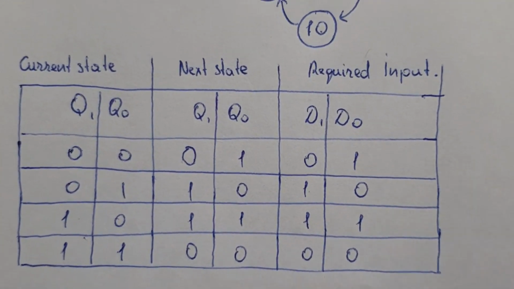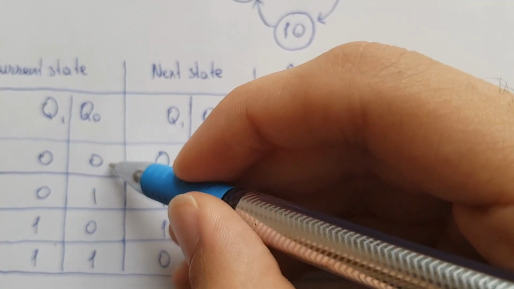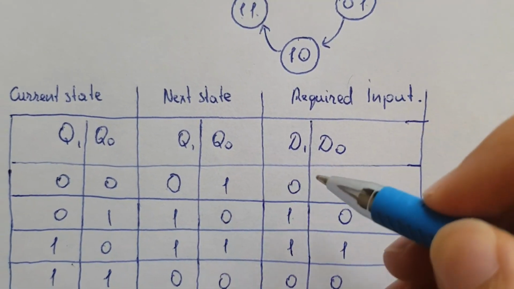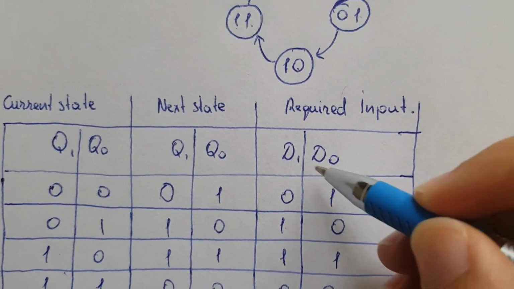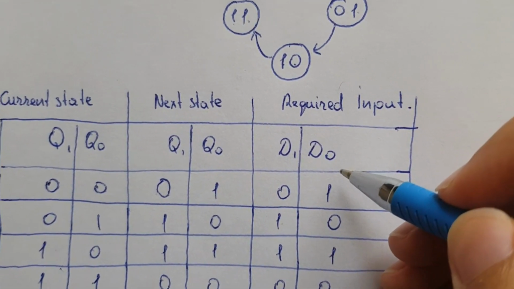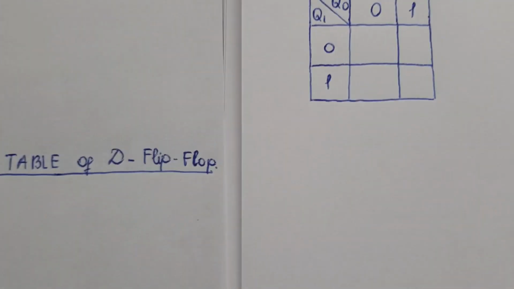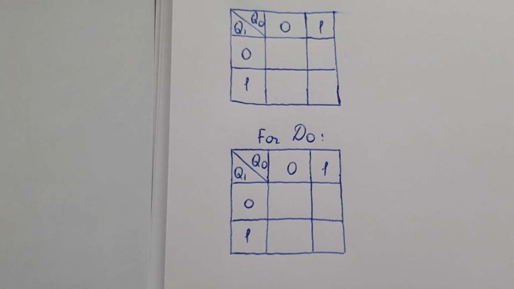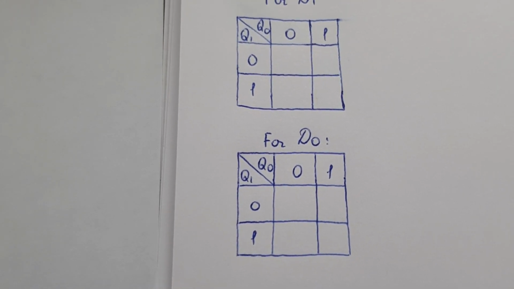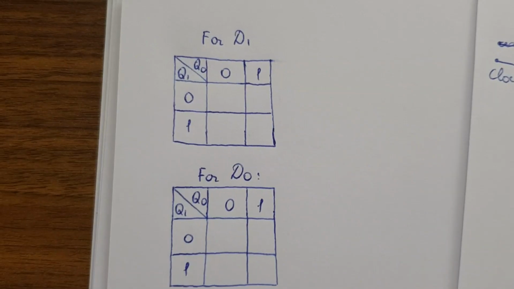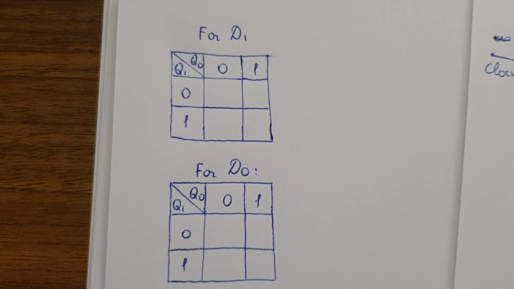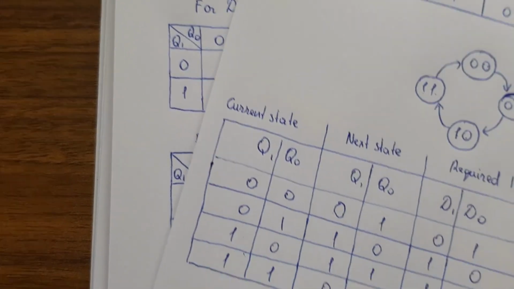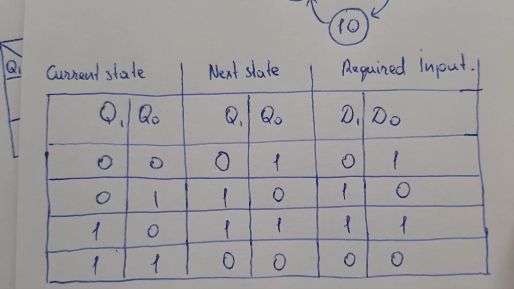So we said that, for example, from this current state, in order to get this next state, we have to give these inputs to D1 and D0. So we will fill these tables using that table. And let's do this. The logical expression will be in the form of sum of products, so we have to find the 1 states from this table.